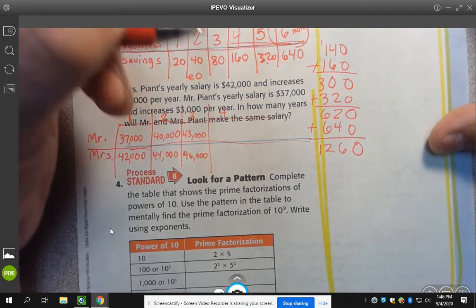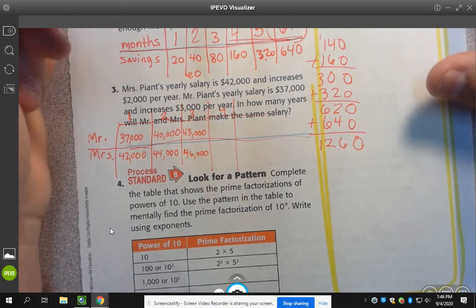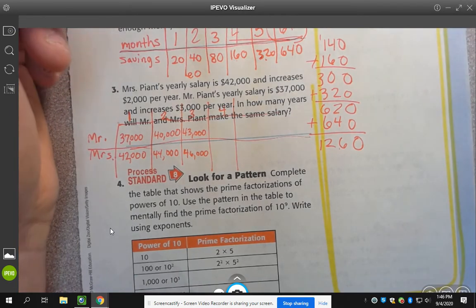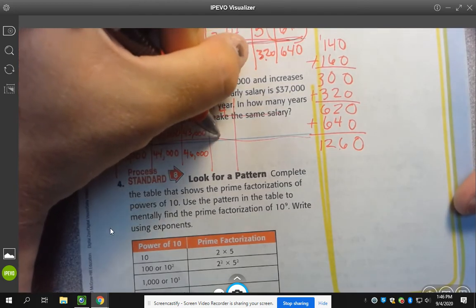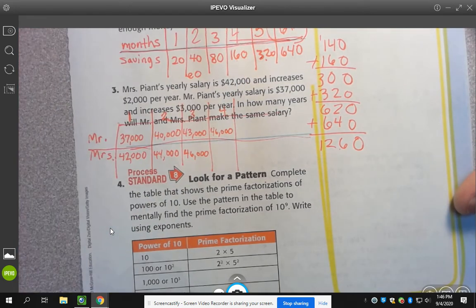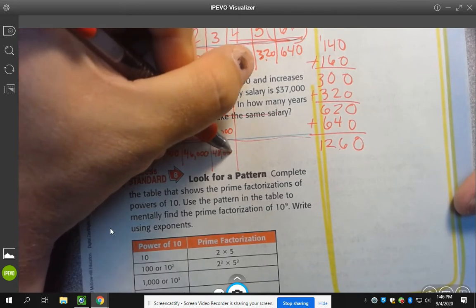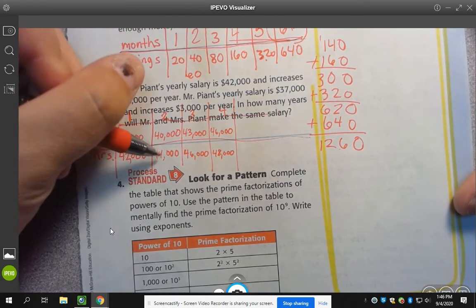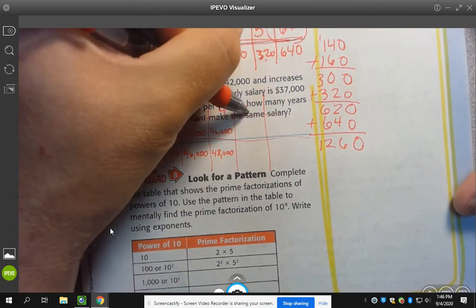Year 4. We'll run out of room. All right, so he goes up by how much again? 3,000. So what's 43 plus 3? 46. And she goes up by 2,000. So what's 46 plus 2,000? 48,000. Still, we're getting closer at least. It was 4 here, now it's 3. This is a $2,000 difference. How about year 5?